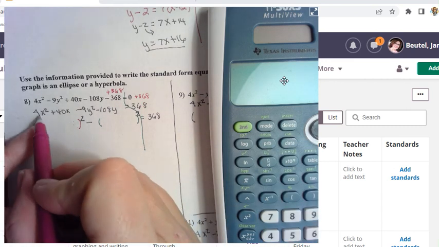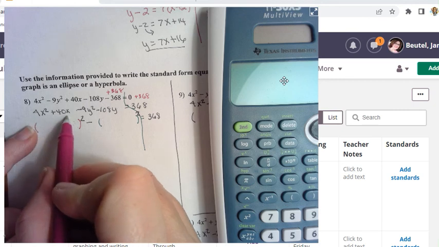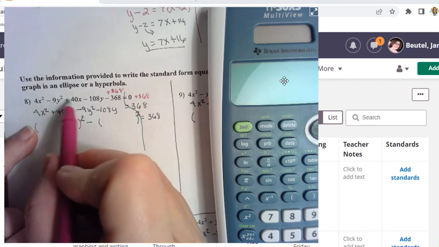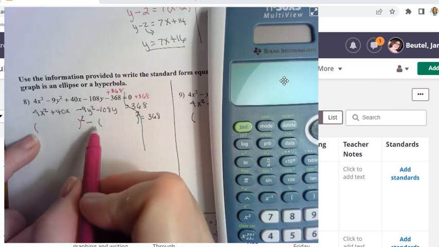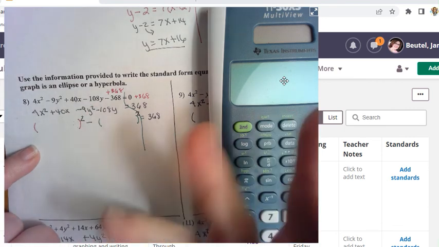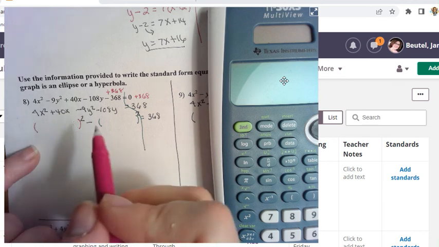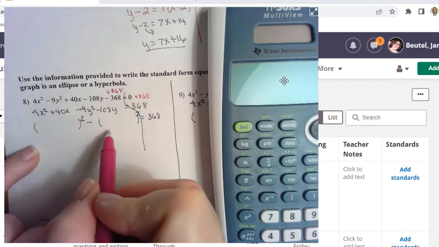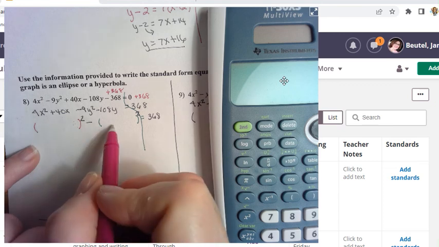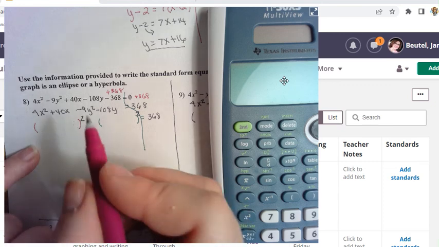The next thing I went ahead and did was I rewrote this, grouping my x's together, grouping my y's together, and I let them come in the order that they came naturally. There are times that if x squared is negative, you're going to have to shift it over and swap places and put the x's second and the y's first.